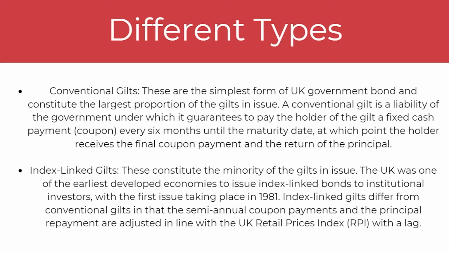There's also index-linked gilts. These constitute the minority of the gilts in issue. The UK was one of the earliest developed economies to issue index-linked bonds to institutional investors, with the first issue taking place in 1981. Index-linked gilts differ from conventional gilts in that the semi-annual coupon payments and the principal repayment are adjusted in line with the UK Retail Price Index, also known as the RPI, with a lag.